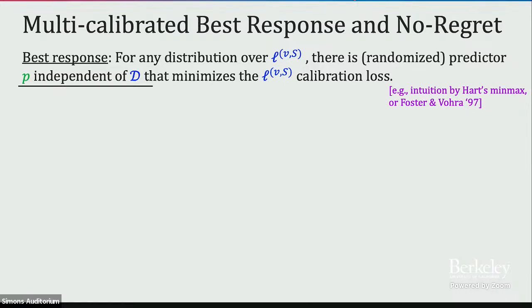If I give you a distribution over the loss, like the subgroup and the predicted value and all of that, you could, without looking at the distribution, actually have something that's multi-calibrated. So this is a point-wise guarantee. And intuitively, the reason this is something you could do is actually very similar to the reason that you could calibrate in an online fashion for an adaptive adversary. So pretty related.